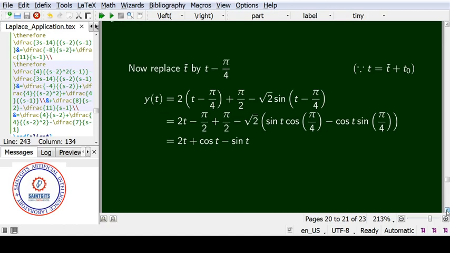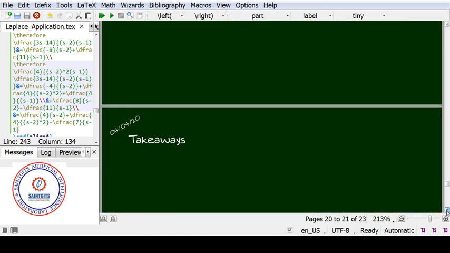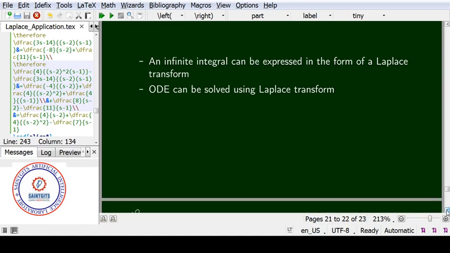By a proper substitution or using a proper transformation, initial value problems with non-zero initial t values can also be solved with the help of Laplace transform. So Laplace transforms are very useful in mathematical and also in engineering areas. In this lesson, the main takeaways are: 1. An infinite integral can be expressed in the form of a Laplace transform. Once an integral can be represented as a Laplace transform, we can evaluate the transform, and so we automatically get the result.